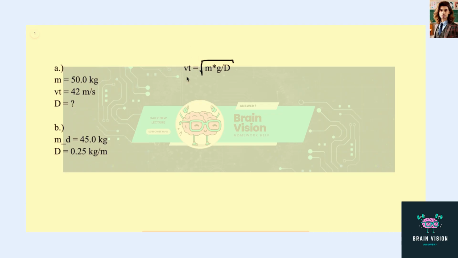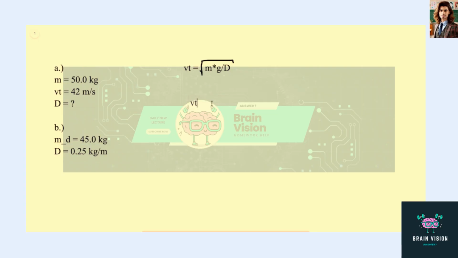So the key thing to remember from example 5.18 was we found this formula. So the terminal velocity is equal to the square root of mg over d. So for part A, we want to solve for d given this terminal velocity, and the mass of the original skydiver was 50 kilograms. So we want to solve this equation for d.